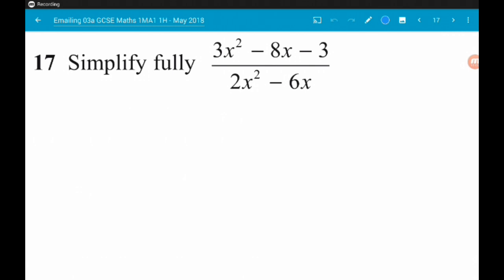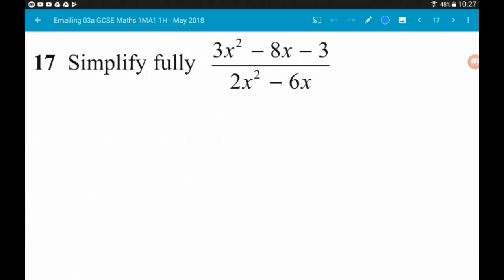Question 17 wants us to simplify fully 3x squared minus 8x minus 3 over 2x squared minus 6x. So to simplify algebraic fractions, the first thing you want to do is factorise the top and the bottom where possible. So we're going to do the top and bottom separately.